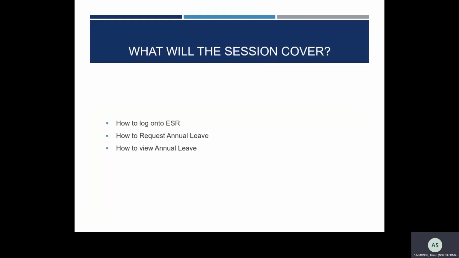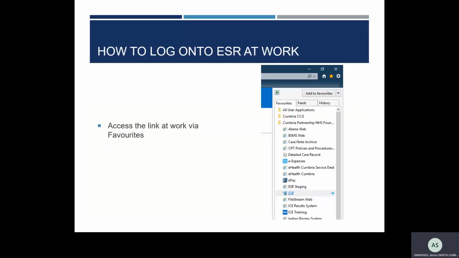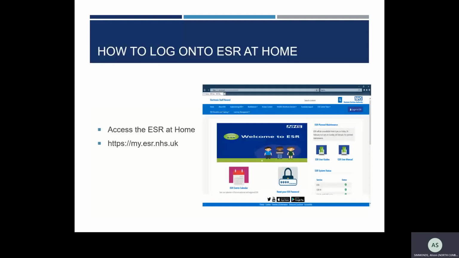In this session, we will cover how to log on to ESR, how to request annual leave through ESR, and how to view your annual leave. So to log on to ESR at work, open Internet Explorer, click on the star icon at the top right-hand side of your screen, open up the Cumbria Partnership folder, and then click on the ESR link. This will bring you to the ESR hub. At the top right-hand side of the screen, there will be a button saying log into ESR. Click on that and you will be able to get onto your ESR.